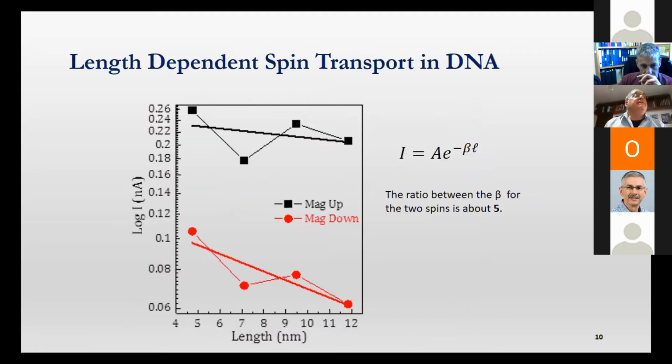But another interesting thing is to check the length dependence for each spin. And you realize here that while one spin decays very fast, it's a log scale, the other spin decays very slowly as a function of the length of the molecule.